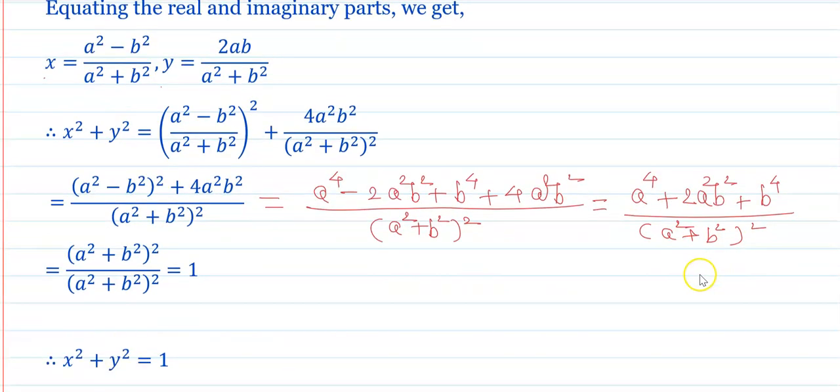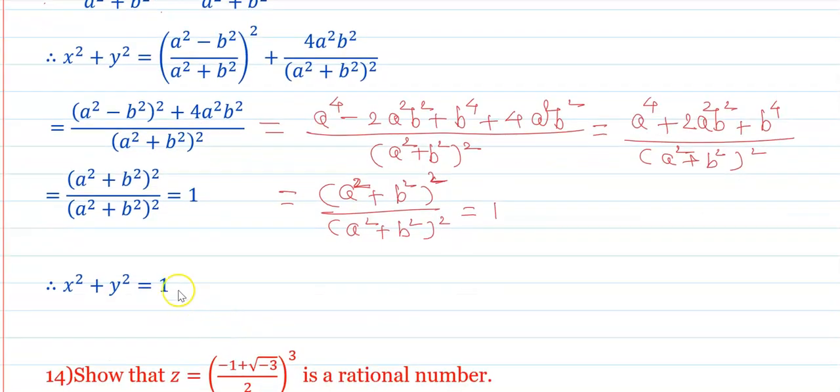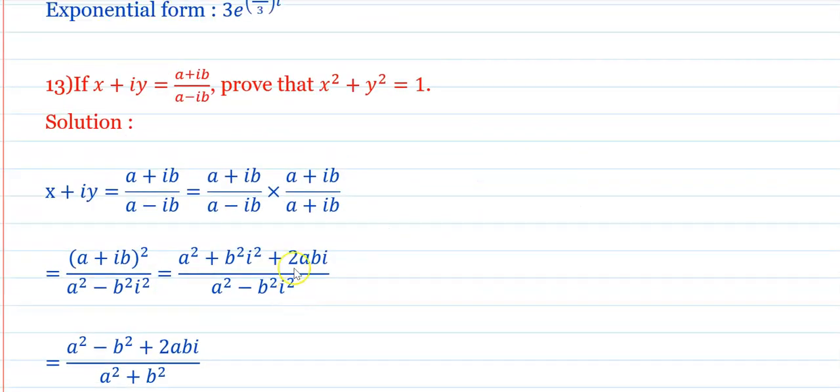Now this is the perfect square of, कोणाचा perfect square आहे तो? (A square plus b square) whole square upon (a square plus b square) whole square, and then you will get the 1. That is x square plus y square is equals to 1, and hence it is proved. Okay. पुन्हा तुम्ही एकदा बघू शकताय.